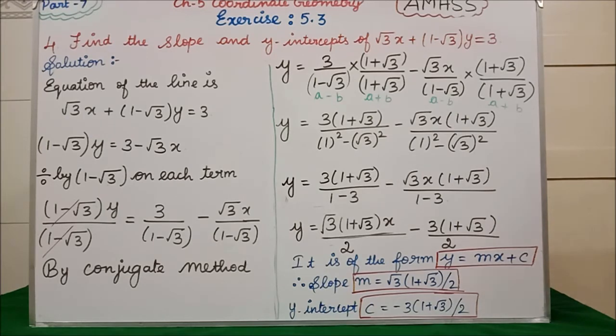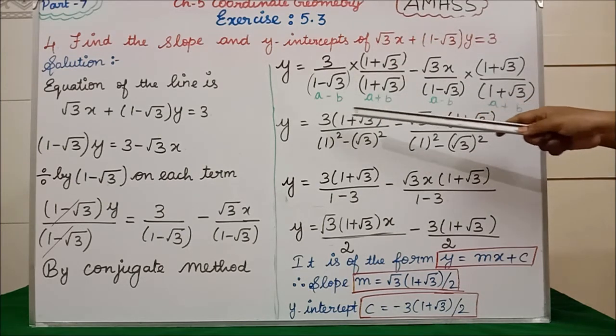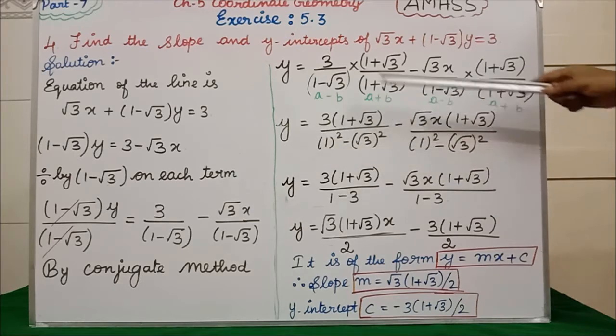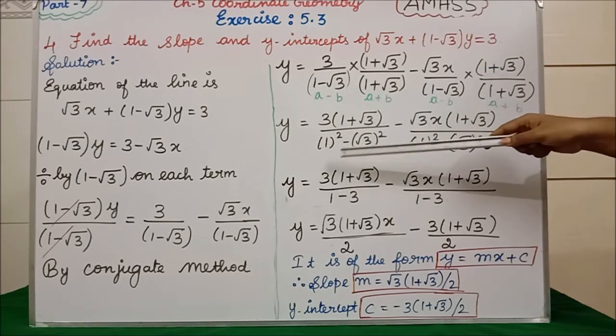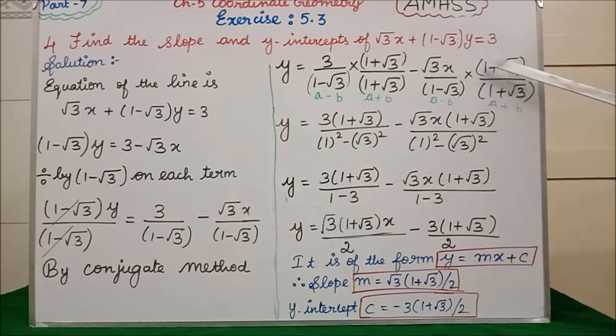a square minus b square. That formula we are going to write now. See, numerator we are multiplying as such. 3 into 1 plus root 3 divided by a minus a is what? 1. 1 the whole square minus root 3 the whole square. Minus here root 3x into 1 plus root 3 we are writing as such, divided by again here a minus b, a plus b form we are having. So we can write a square minus b the whole square. A means 1 the whole square minus root 3 the whole square.